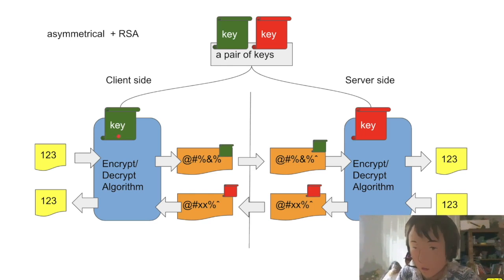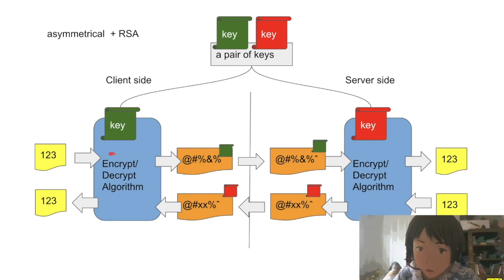Message which is locked, I'll use the example as I mentioned in the previous one. The message which is locked by the green key can only be opened by the red key. Okay, the message which is locked by the red key can only be opened by the green key. Okay, that's how it works.